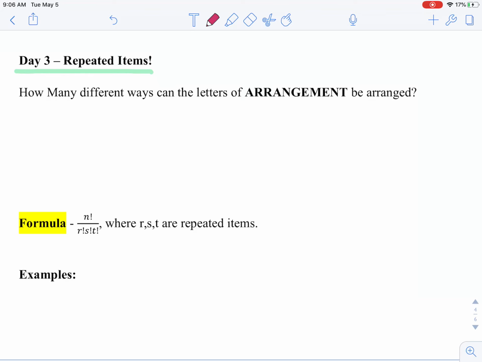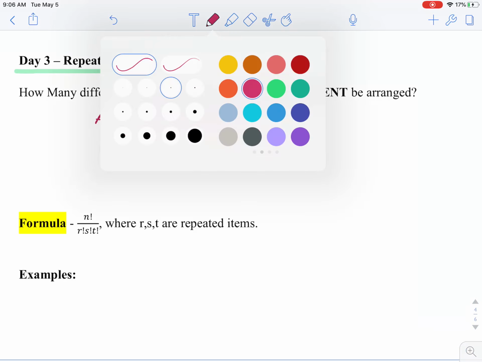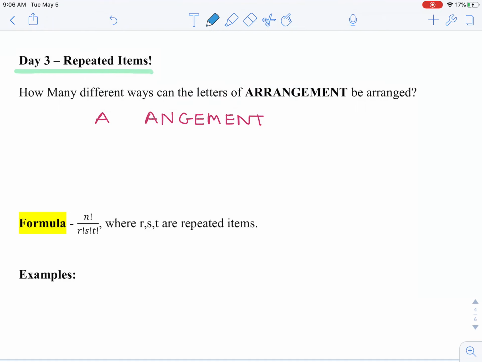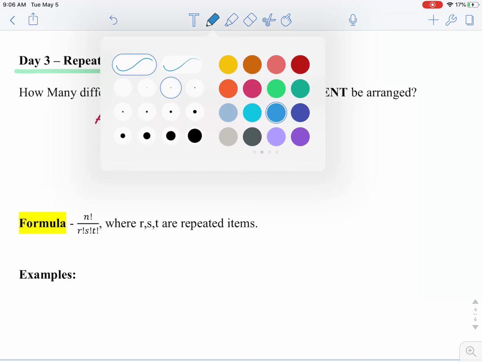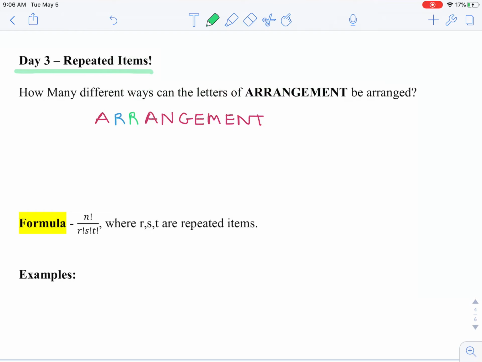So, we kind of look at this as a permutation, but there's a little something special we need to look at. So we're going to look at the idea. Let's remove these R's real quick. So let's write A, N, G, E, M, E, N, T. And I'm going to do one of the R's in blue here and another R in green. So we have the word arrangement. And I'm just denoting those two R's so we can tell the difference between them.